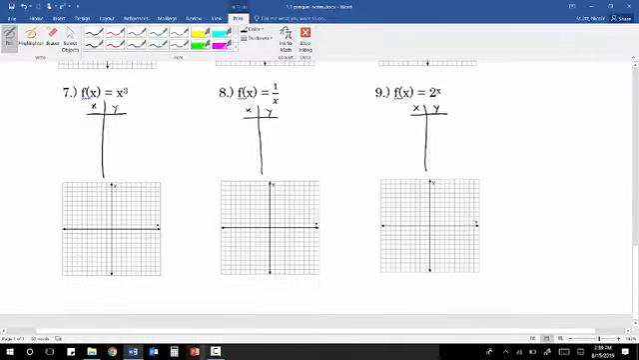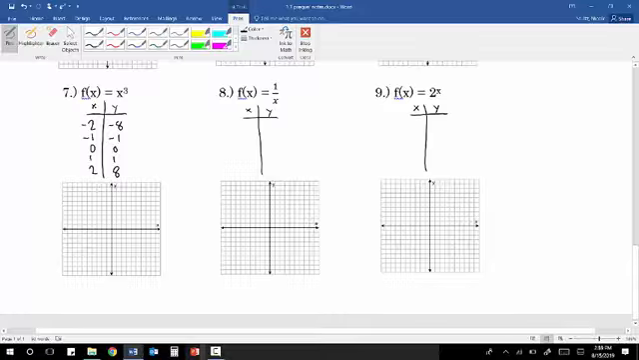For number 7, we're going to use a few more points just because this graph is a little more complex. So we're going to do -2, -1, 0, 1, and 2. That'll get us a pretty accurate graph. So if I do -2 cubed, I get -8. -1 cubed, I get -1, 0, 1, and 8. And then later on we'll graph those points.